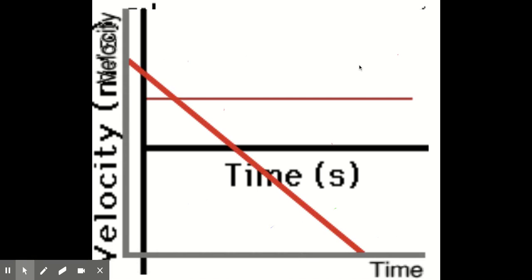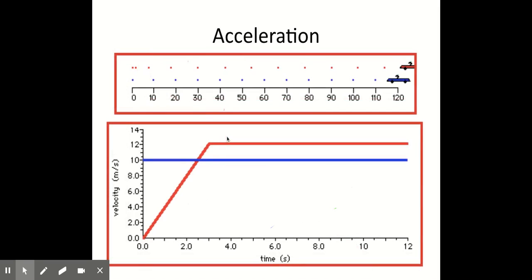So if we look at this velocity versus time graph, what do we got going on here? Positive, negative, or no acceleration? The answer is no acceleration, 0 acceleration. There is no slope. There is no change. This acceleration would be negative.